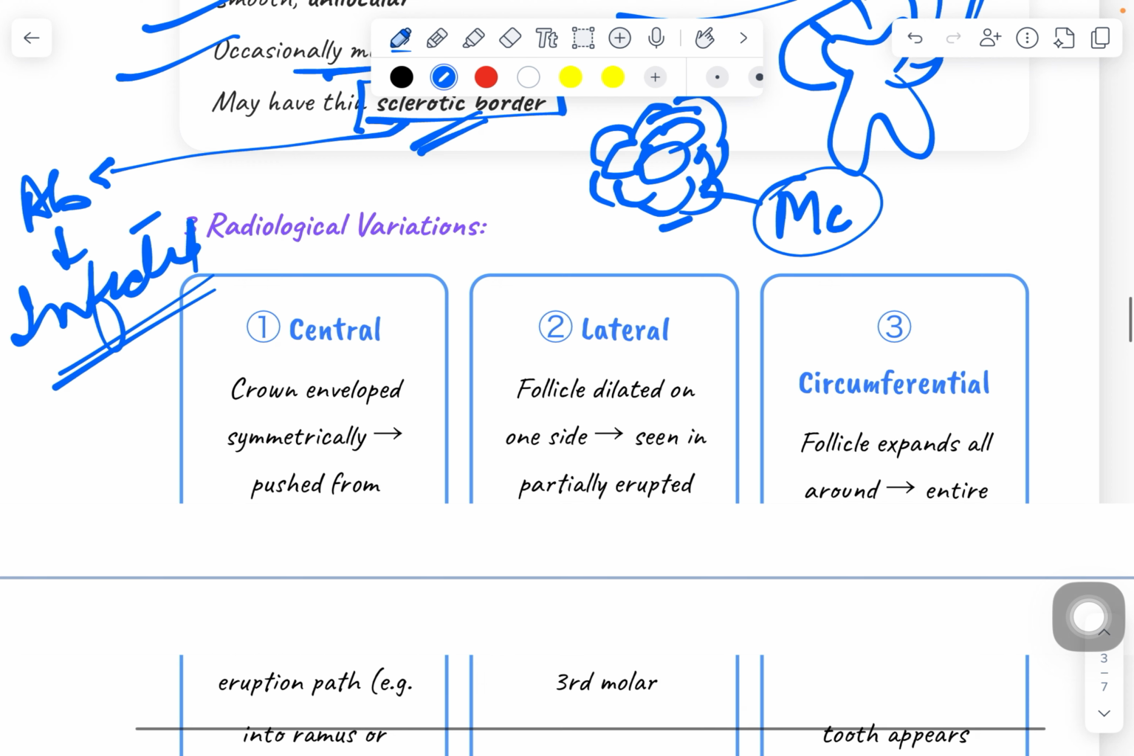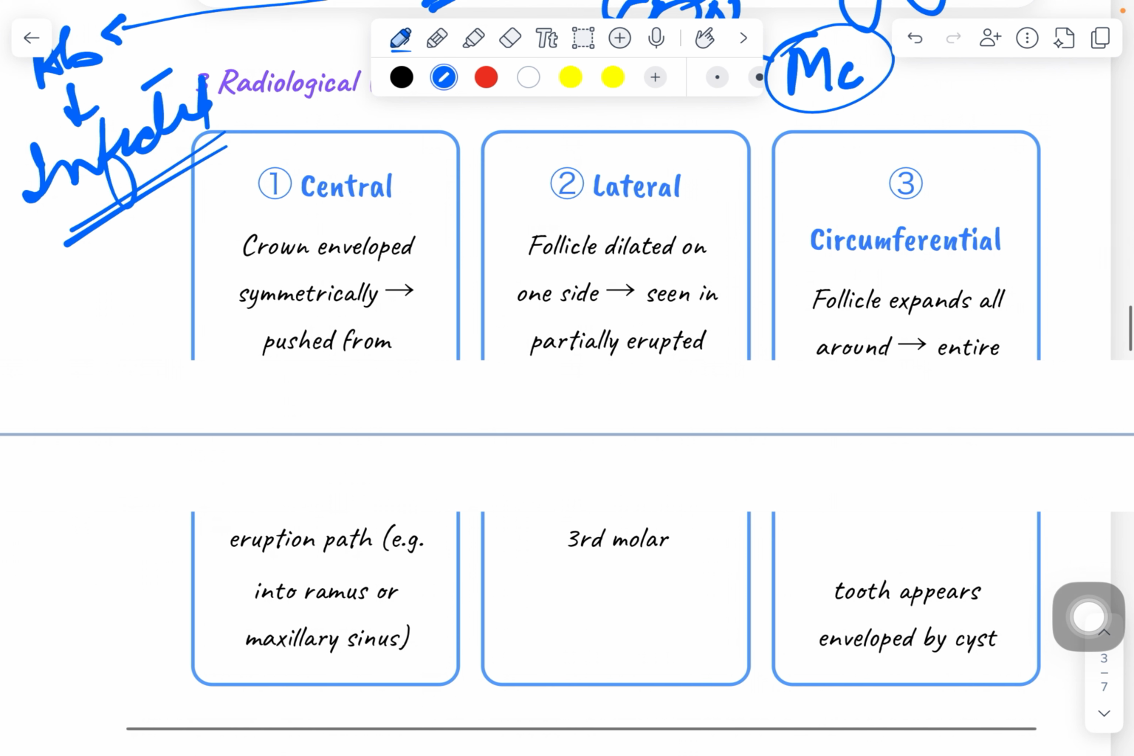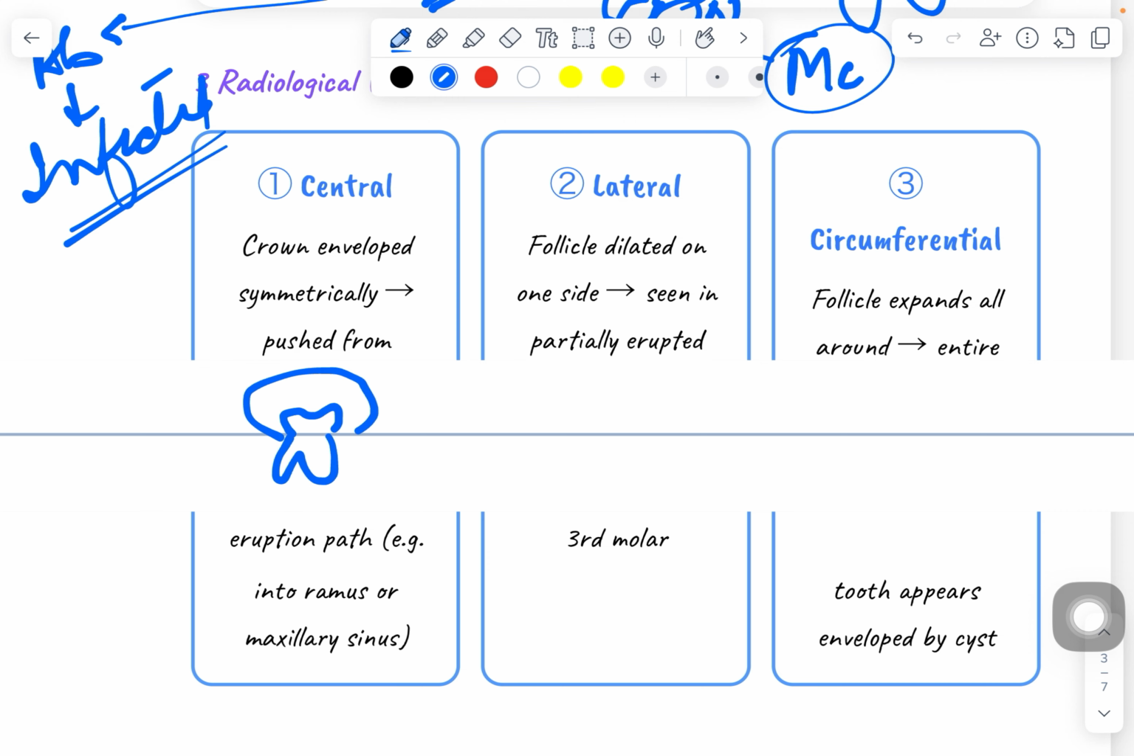Now here we have is the radiological variants of the cysts. अब central variant है. Central variant क्या है? Suppose this is the crown और इसके आसपास properly cyst present है. This is the entire cystic cavity. जो cystic cavity है that is covering the crown from all the sides.